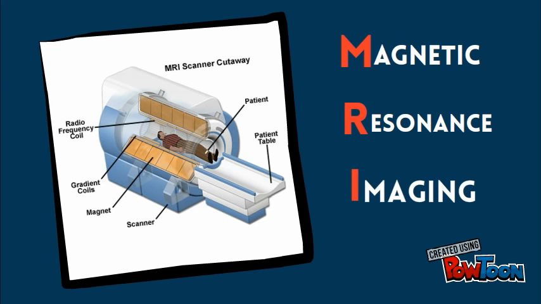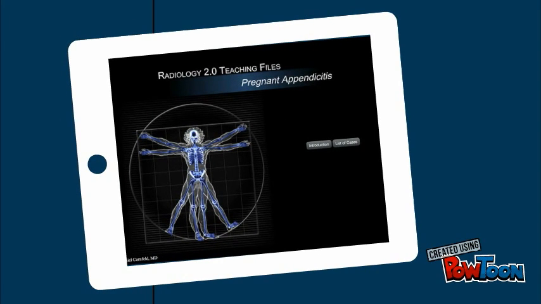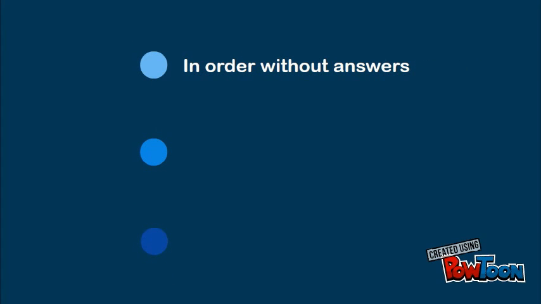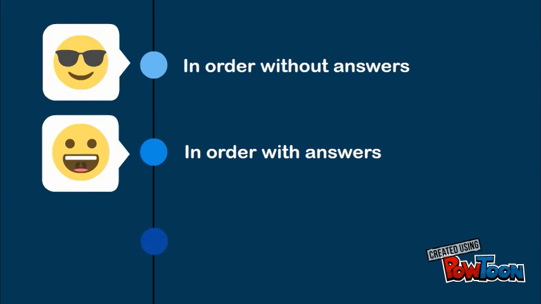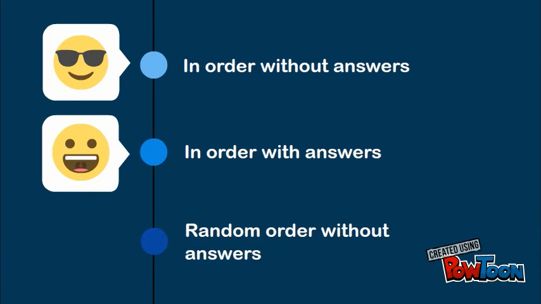So if you look at the app, under List of Cases on the app homepage, this app suggests 3 different ways to complete it. You can do it in order without answers, which is recommended for those who are more experienced in reading MRIs. In order with answers, which is recommended for students, or in random order without answers.